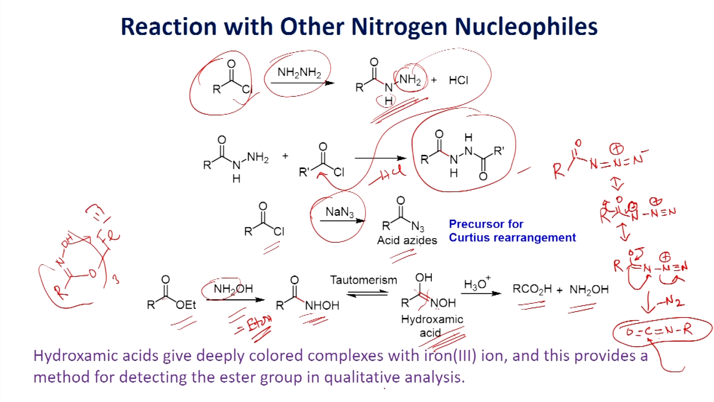you form a complex. So, this method is used in qualitative analysis to find out whether your system has ester or not. So, when you take this hydroxamic acid with iron 3 salt, you will be able to form this iron 3 complex, which, as you see, is a deeply colored complex, and this analysis is used to find out the ester group in qualitative analysis.